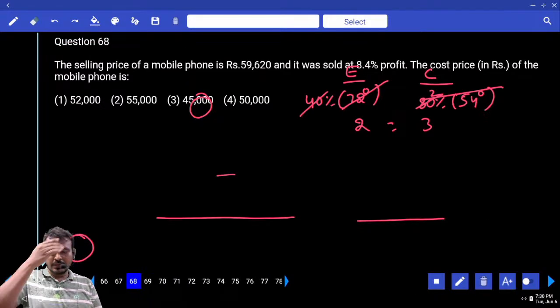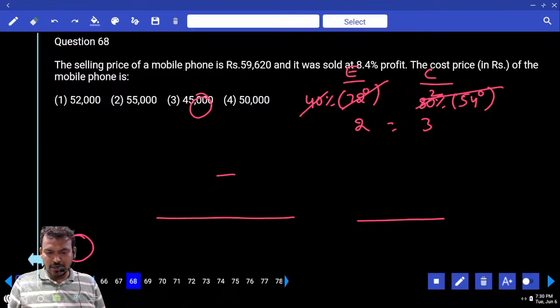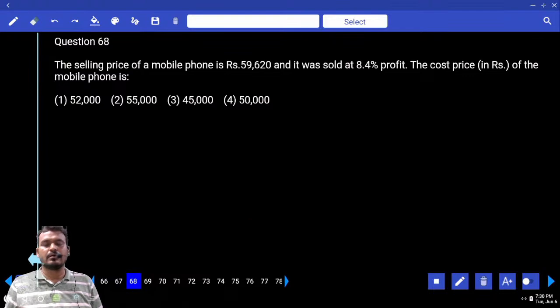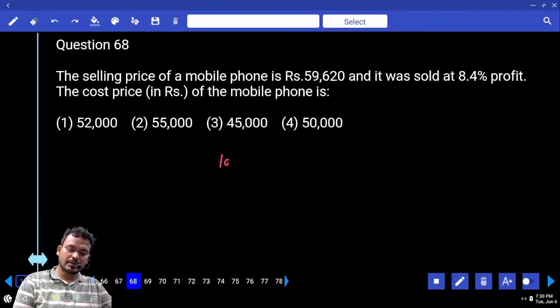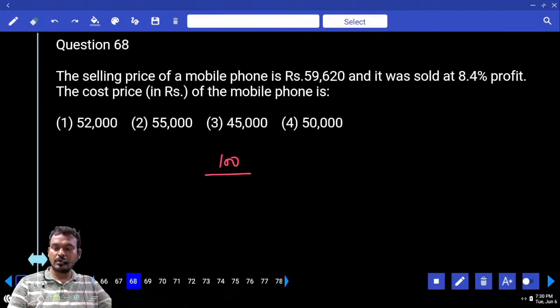Next question number 68. The selling price of a mobile phone is how much? 59,620 and it was sold at 8.4% profit. What is the cost price of the mobile phone? Cost price we always consider 100%. What is the profit value?